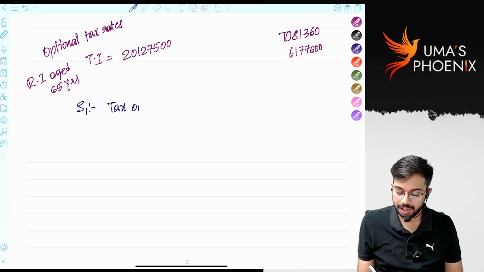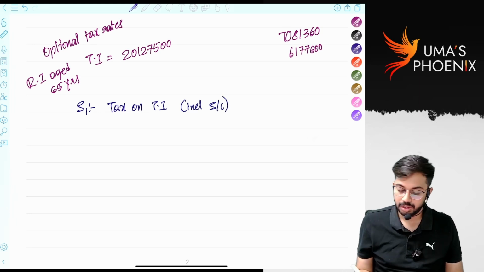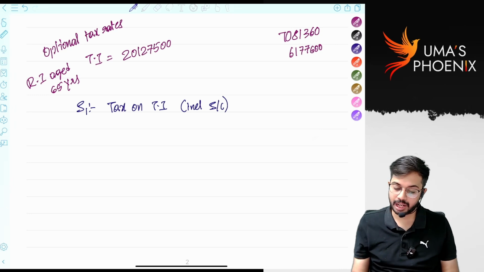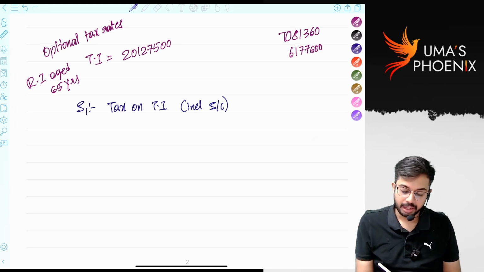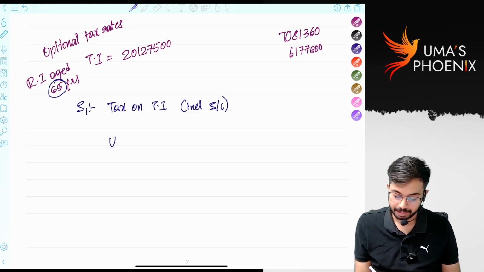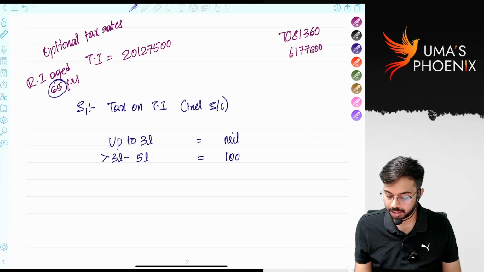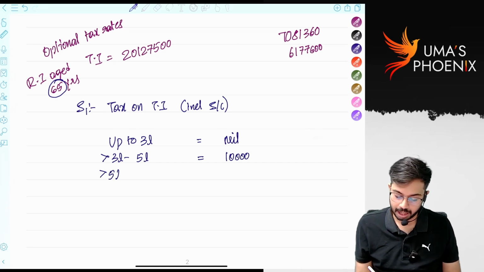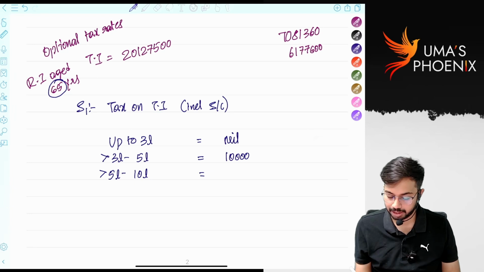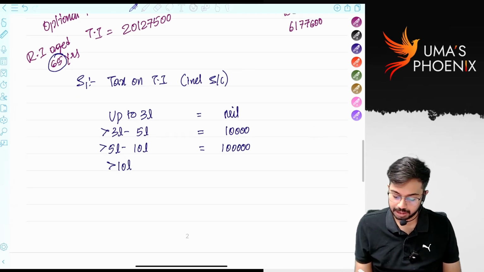Tax on total income including surcharge, correct? So tax on 2 crore 1 lakh 27,500. He is 65 years old, right? Basic exemption limit available is 3 lakhs. Up to 3 lakhs tax amount is nil. Greater than 3 lakh up to 5 lakh tax amount is 10,000. Greater than 5 lakh up to 10 lakh tax amount is 1 lakh. Above 10 lakh tax rate applicable is 30%.